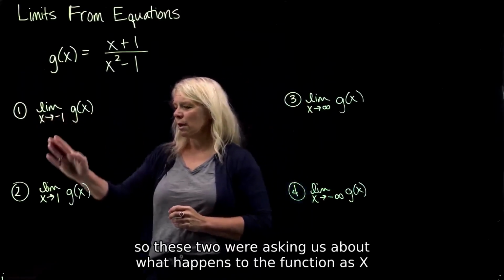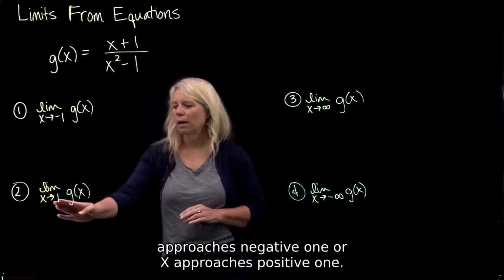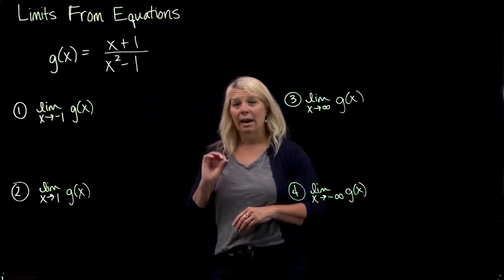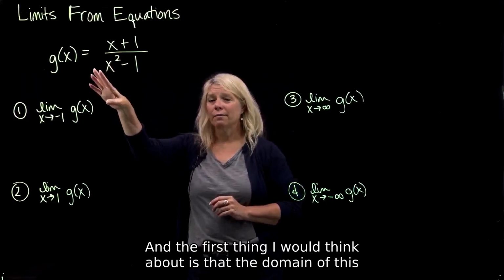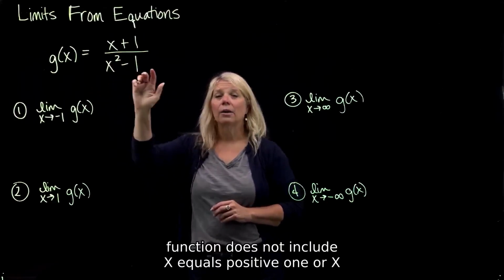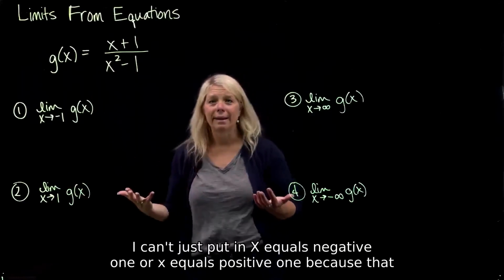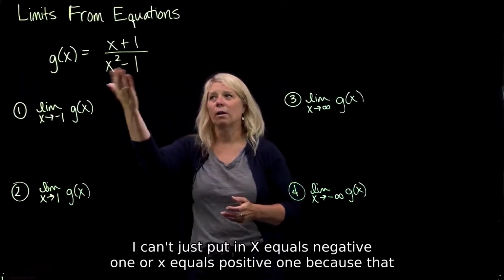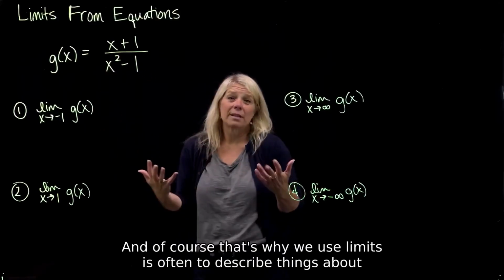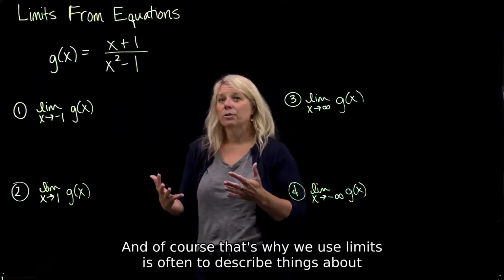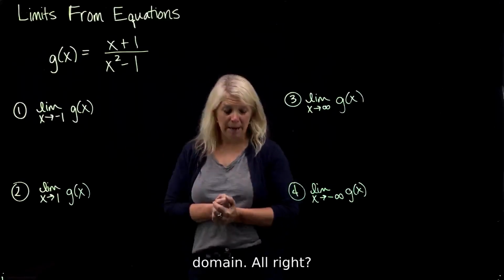So these two are asking us about what happens to the function as x approaches -1 or x approaches +1. And the first thing I would think about is that the domain of this function does not include x equals +1 or x equals -1. I can't just put in x equals -1 or x equals +1 because that would make the denominator 0. So that's the first thing I would notice, and of course that's why we use limits, often to describe things about functions when they're doing something weird, like they have a problem with the domain.